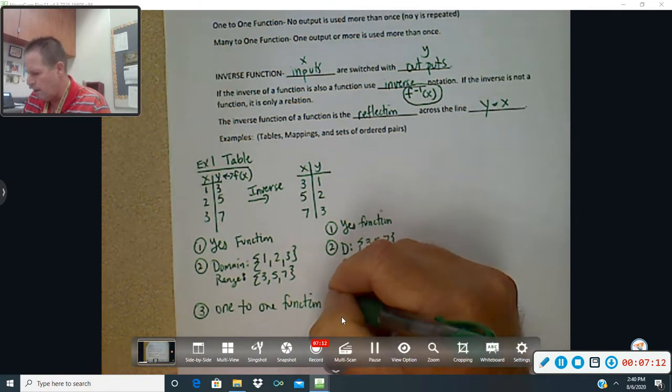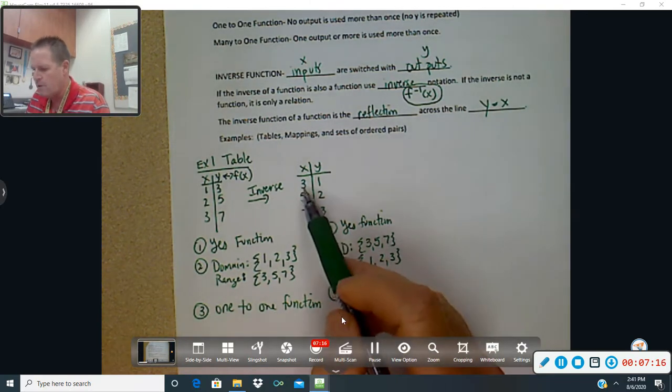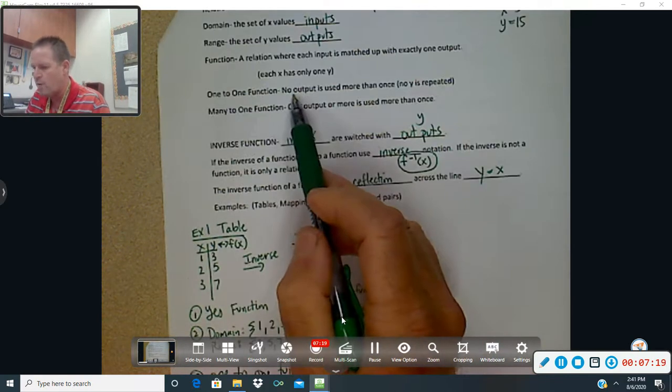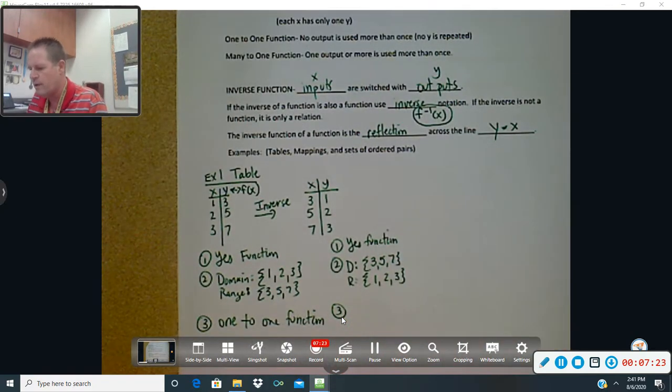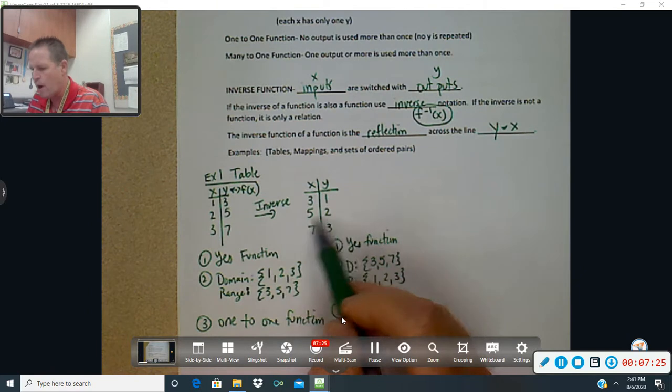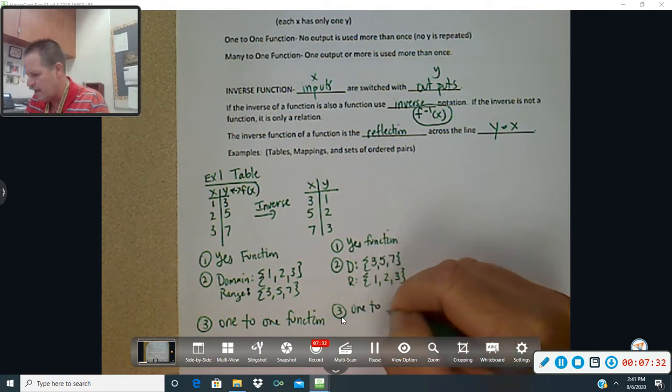Third thing we want to look at is, is this 1-to-1 or many-to-1? Okay, so we're looking at, again, for 1-to-1, no output is used more than once. Are any of the y's used more than once? No. We've got them paired up, 1 to 1 to 1. Okay, so it's 1-to-1 again. Again, I'll get to the other types in just a second.